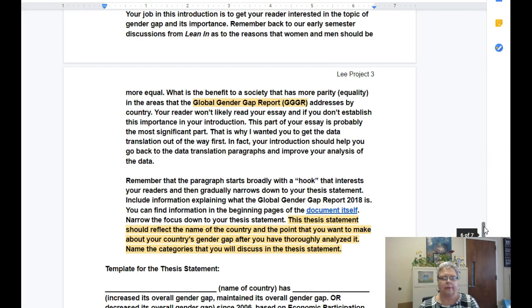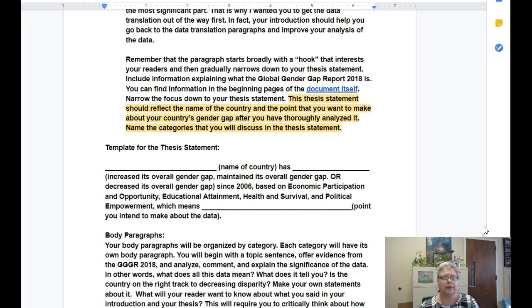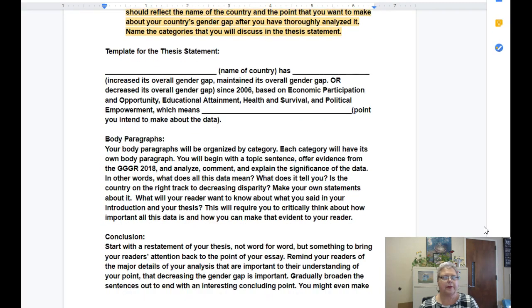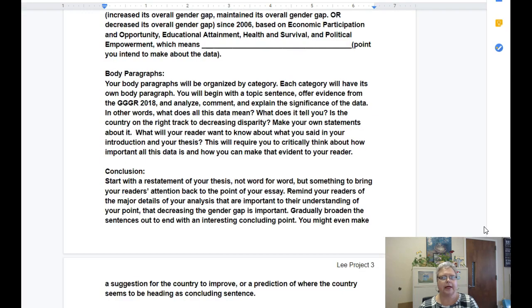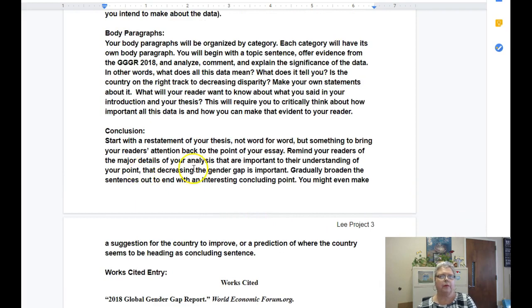this back to the document that tells you what to do. Remember that there's the same thing, template for the thesis statement, the exact same. Your body paragraphs will be organized by category.